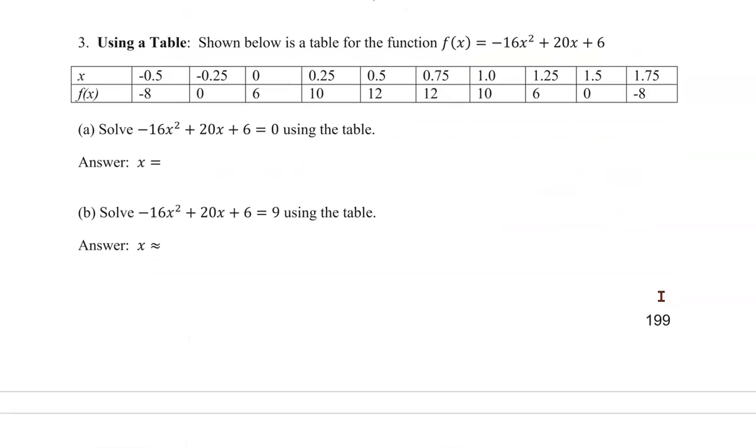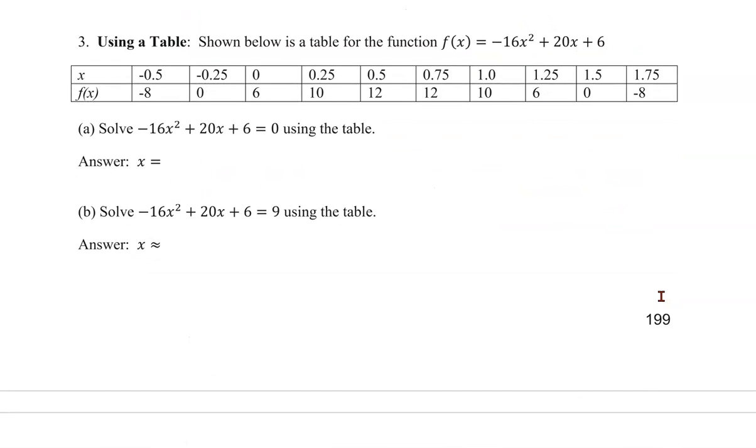Next, using a table. Shown below is a table for the function f of x equal to negative 16x squared plus 20x plus 6. So take a look at the table. You have the x and the f of x here. Letter A, solve negative 16x squared plus 20x plus 6 is equal to 0 using the table. The given function, negative 16x squared plus 20x plus 6, is this one, right? And that's equal to f of x, so meaning 0 is your f of x.